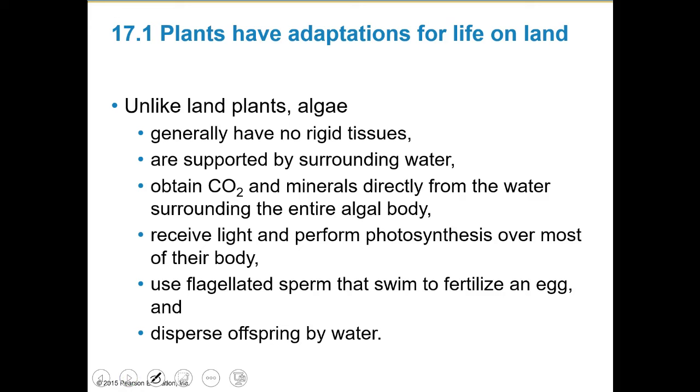All right, so unlike land plants, algae really didn't have rigid tissues. They're really supported by surrounding water. If you've seen algae in pools, you know that you don't typically see algae outside of an aquatic environment. They can obtain CO2 and other minerals directly from the water surrounding the entire algal body. They receive light and perform photosynthesis over most of their body, and they use flagellated sperm to fertilize the egg. So the flagella can move through the water, and that will help disperse offspring by water.